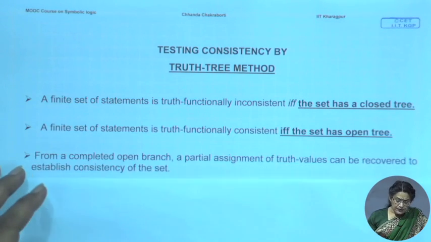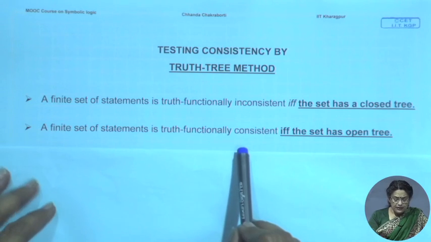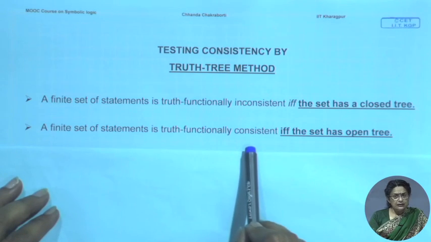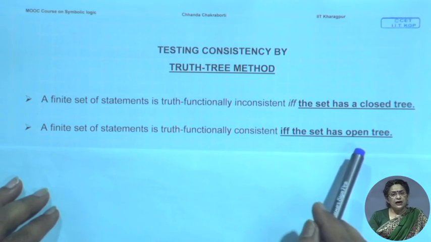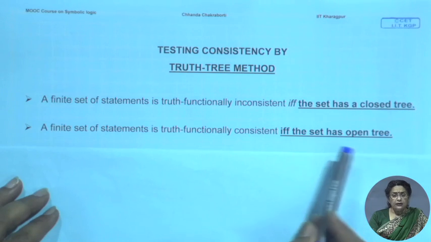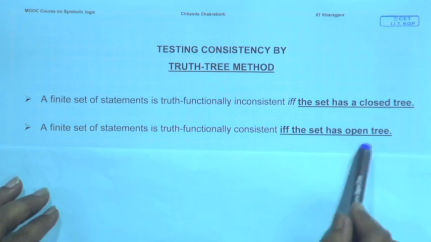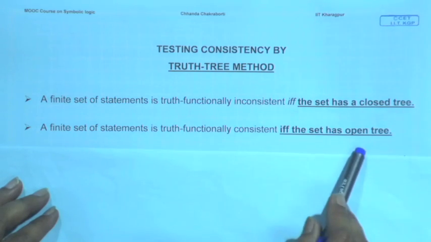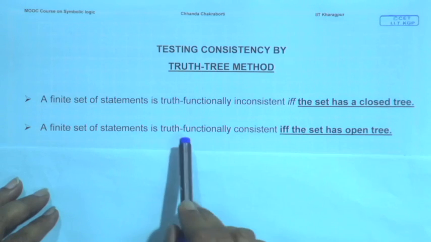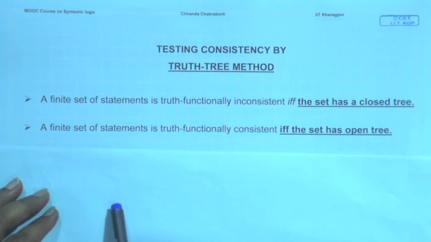On the other hand, as we said, if the set happens to be consistent, then the test for that in truth tree is going to show what? That the set has an open tree. Remind yourselves that having an open tree means that there is going to be at least one completed open branch in that tree, right? And that should settle the question whether the set is consistent or not.